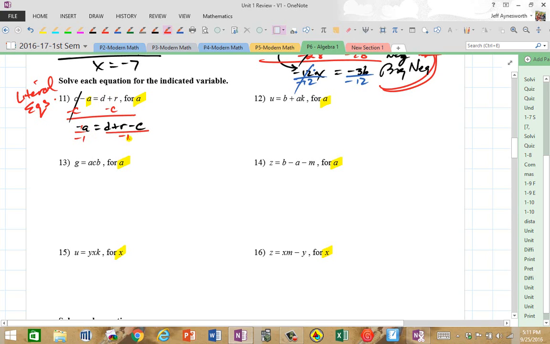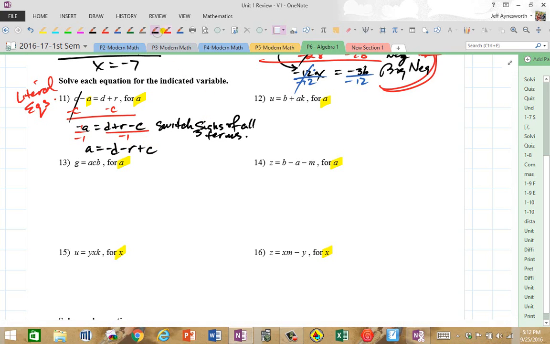So I divide them all by negative 1, and it switches all the signs of all three terms. D divided by negative 1 is negative d. R divided by negative 1 is negative r. Negative c divided by negative 1 is positive c. And there we go. So when you divide by negative 1, it just switches all the signs from positive to negative and negative to positive. That's all it does. All right, look at that. Positive to negative, positive to negative, negative to positive. Just switch all the signs. That's all you have to do.